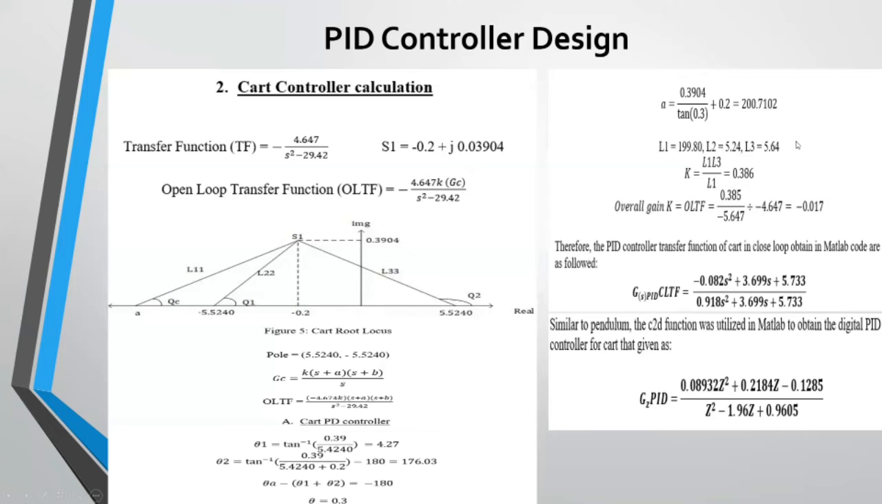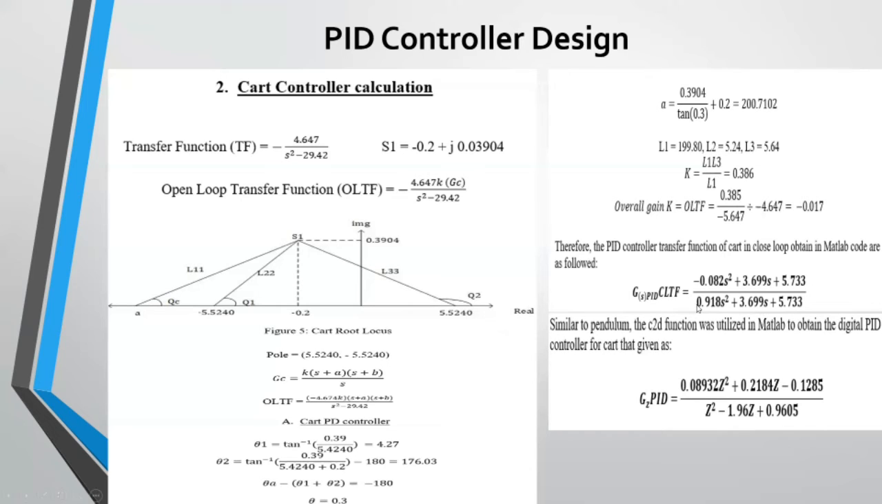So moving on, we get our value of A of 200.7102, and then we can find K by this equation, L1 multiplied by L3 over L1, and we already get the L parameters as shown. So we get the value of K of 0.386. So the overall gain K for the open loop transfer function, we get as negative 0.017. Therefore, the PID controller transfer function of the cart closed loop obtained from the Matplotlib is as follows.